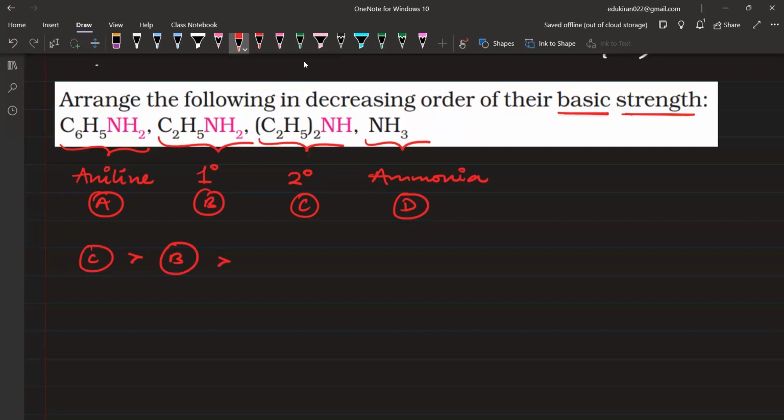Now after that, which is more basic between ammonia and aniline? Obviously, ammonia is more. We have just seen amine is more basic, so after amine comes ammonia, and then at last we'll have A, that is aniline. Make sense?